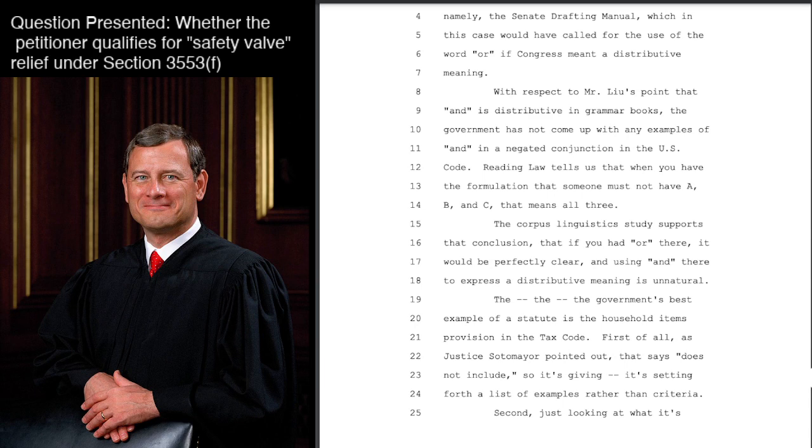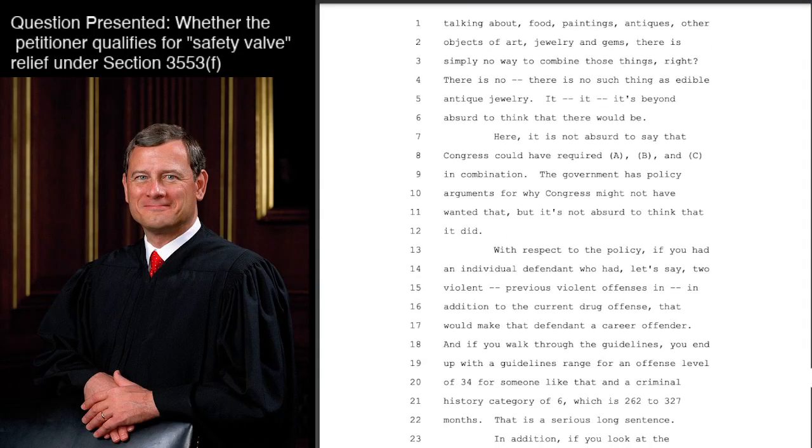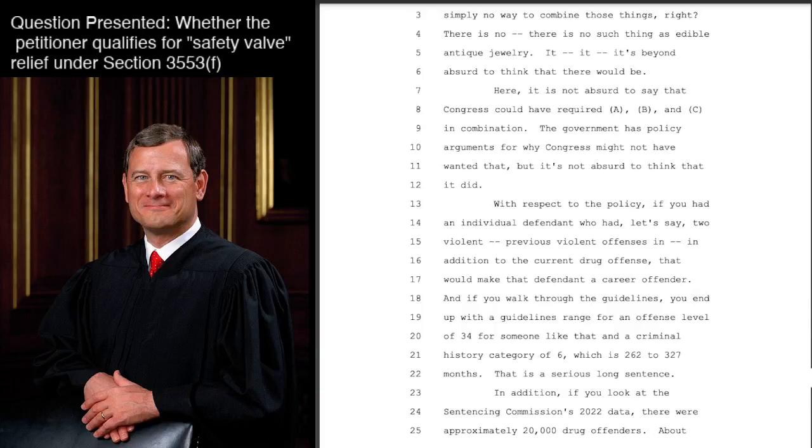The government's best example of a statute is the household items provision in the tax code. First of all, as Justice Sotomayor pointed out, that says "does not include," so it's setting forth a list of examples rather than criteria. Second, just looking at what it's talking about, food, paintings, antiques, other objects of art, jewelry, and gems, there is simply no way to combine those things, right? There's no such thing as edible antique jewelry. It's beyond absurd to think that there would be. Here, it is not absurd to say that Congress could have required A, B, and C in combination. The government has policy arguments for why Congress might not have wanted that, but it's not absurd to think that it did.